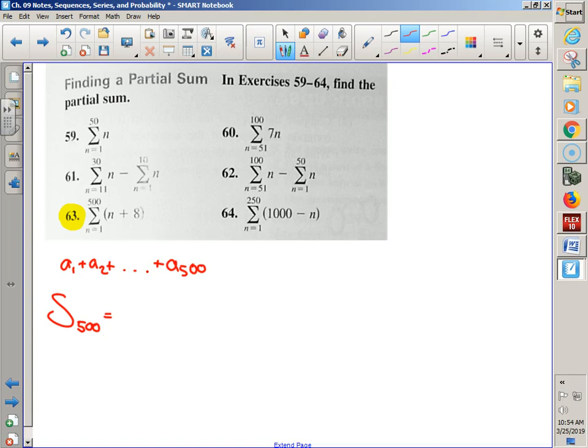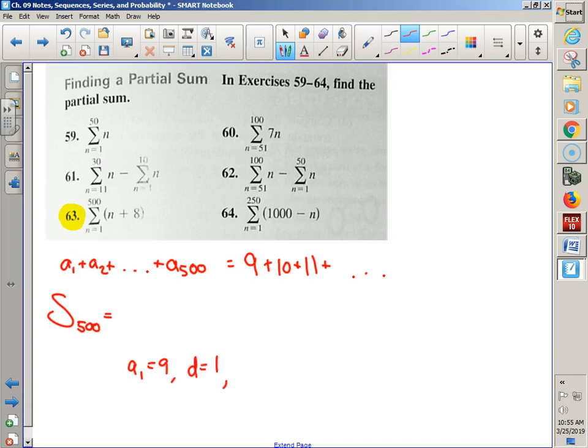How do you get A sub 1? Plug in 1, right? Okay, so A sub 1, well, I mean, I can say A sub 1 is just 9, right? Well, what's my common difference? Well, I don't know. Plug in 2. 10. Plug in 3. 11. Huh. Kind of looks like my common difference is just plus 1 plus 1 plus 1 every time. Oh, so my A sub 1 is 9. My common difference is 1.